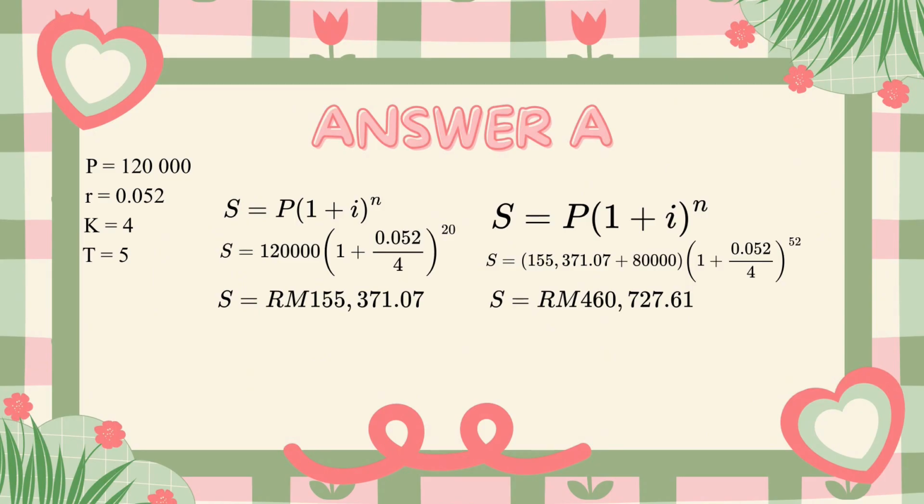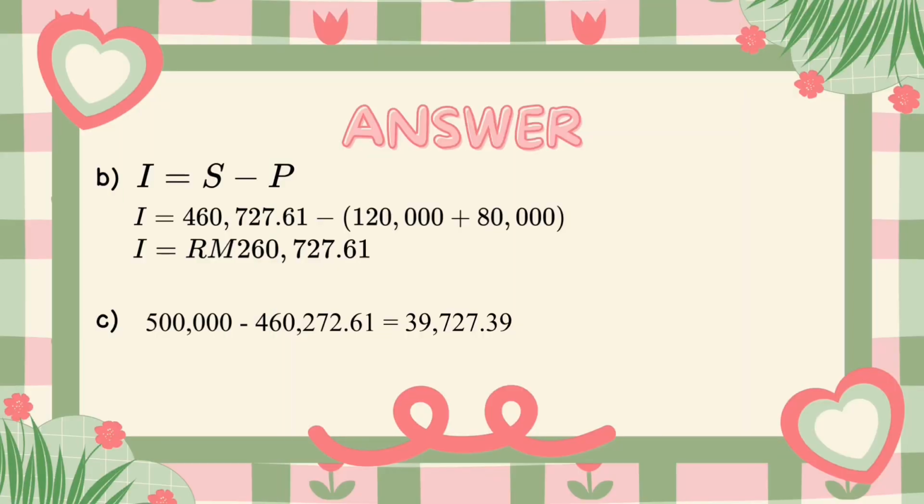So S equal to 155,371.07 plus 80,000, 1 plus 0.052 over 4 power of 52. When we calculate, we will get 460,727.61.